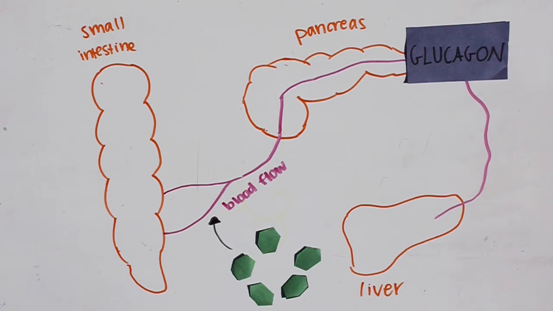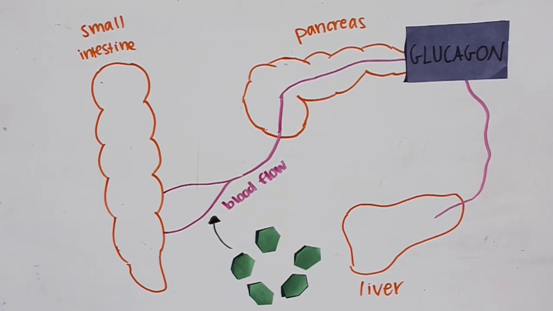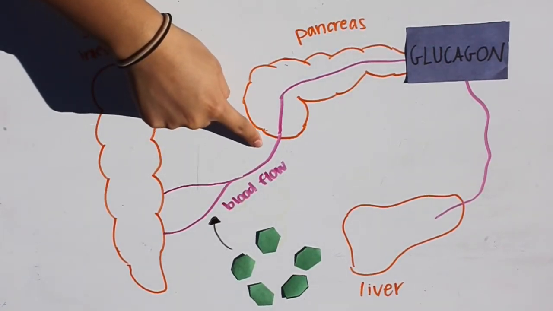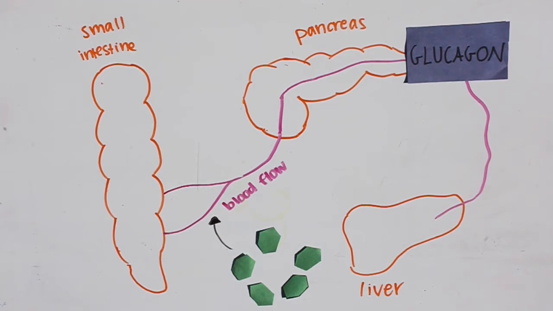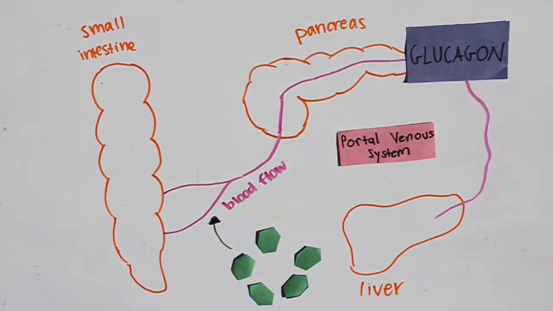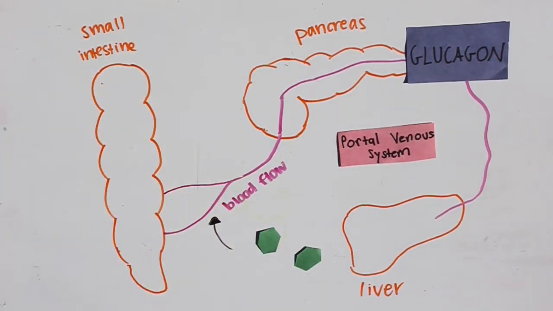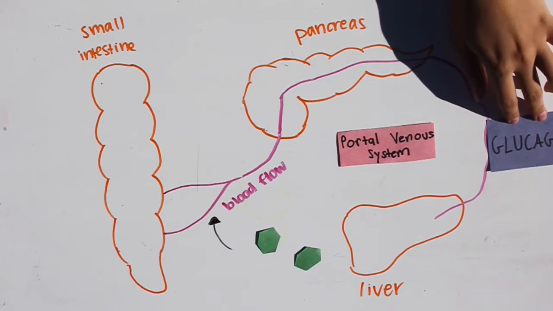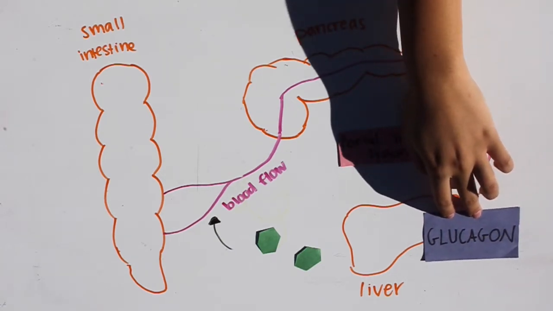Release of hormones from the pancreas is triggered by a special nutrient-rich blood flow from the small intestine through the pancreas through the portal venous system, and a drop in normal blood sugar levels. Glucagon, once released, then travels through the portal venous system with the nutrient-rich blood to the liver.